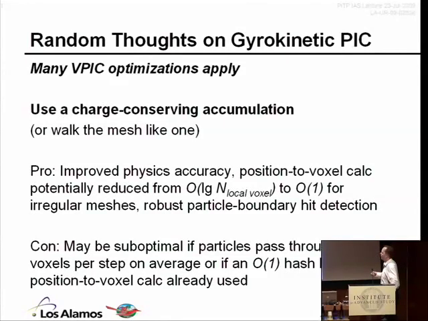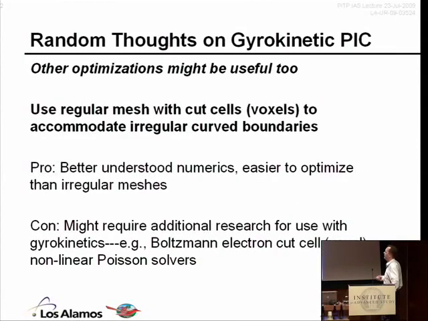It's also good because when you have complicated boundary conditions, for example, simulations with complicated materials or walls or whatnot, this can give you robust particle boundary hit detection built into your loop. The main drawback is that if you're doing physics which requires particles to pass through many voxels per step on average, then you might not want to look at charge conserving, maybe make a different approximation. Likewise, there are some interesting algorithmic techniques if you're on an irregular voxel mesh that can kind of obviate the need for this.